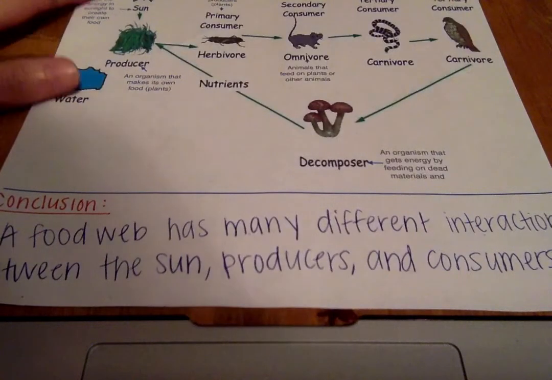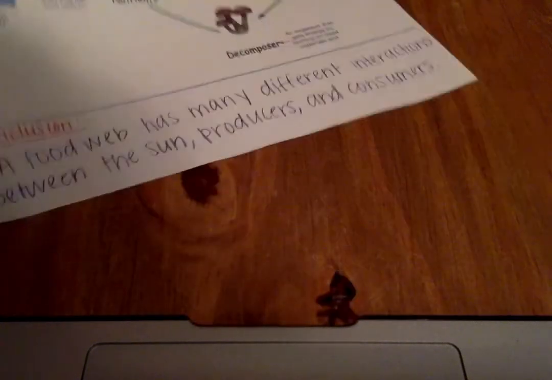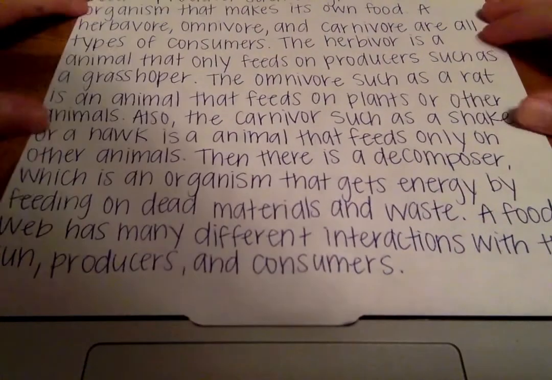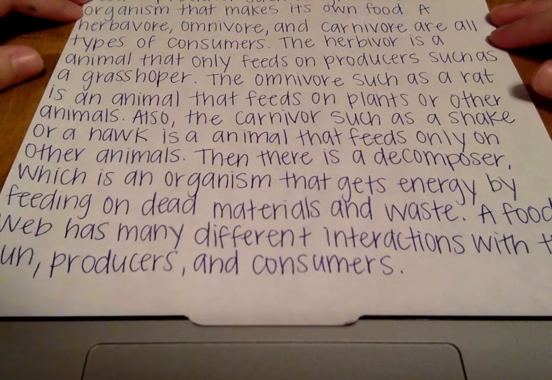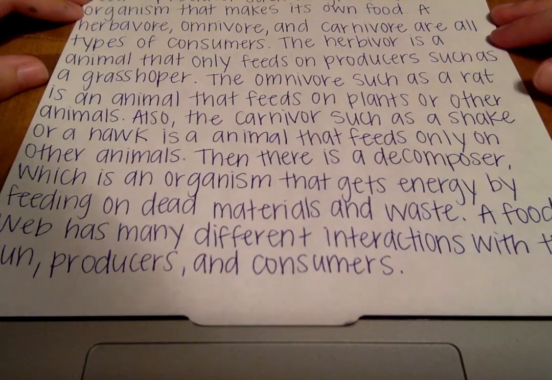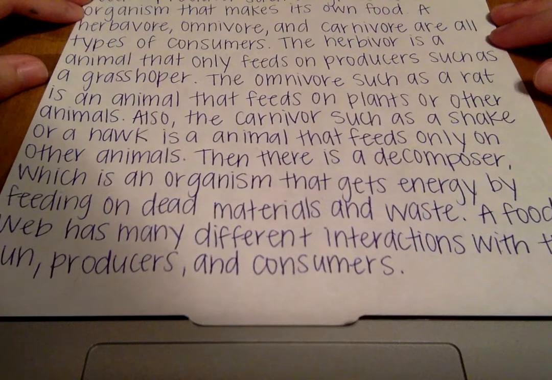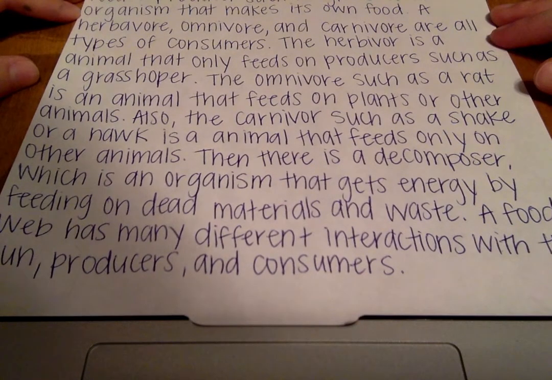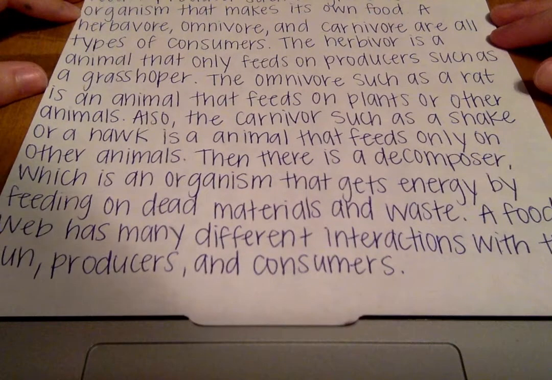So after we have made our organizers, the students will make their own writing example using the definitions. So after they're done writing, it should look like this. And it says, a food web is made up of many different interactions between the sun, producers, and consumers. The sun provides producers, such as plants, the energy to create their own food. A producer, such as grass, is an organism that makes its own food. A herbivore, omnivore, and carnivore are all types of consumers.